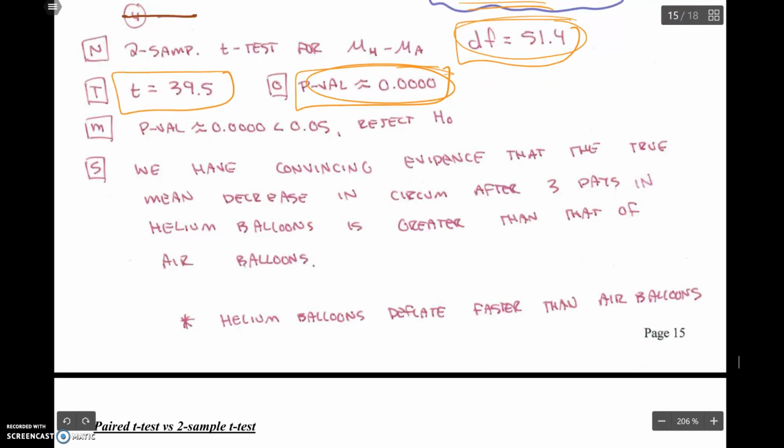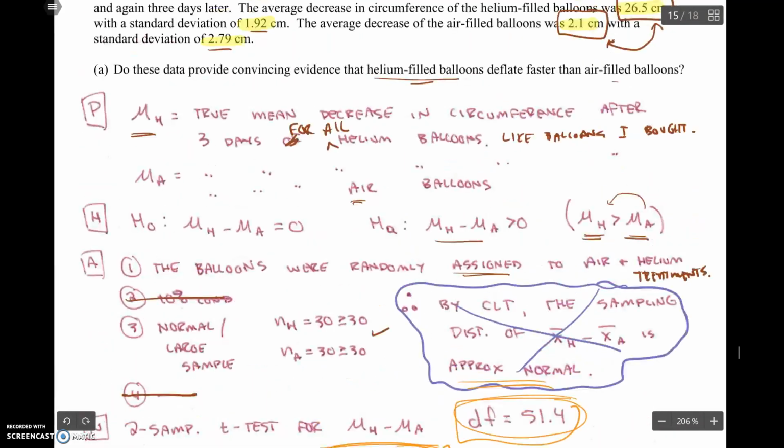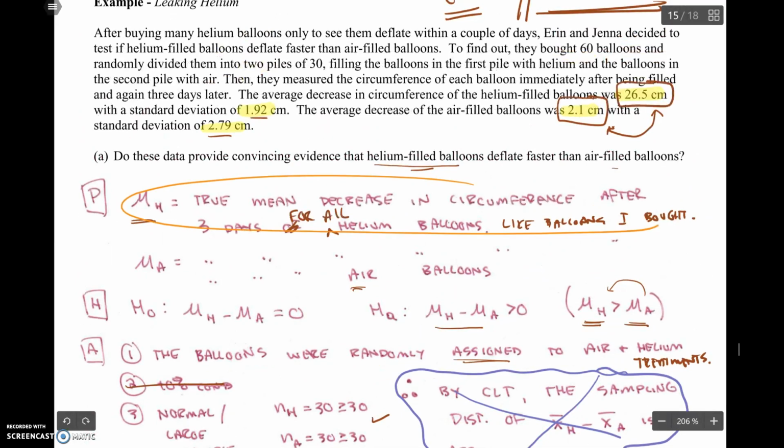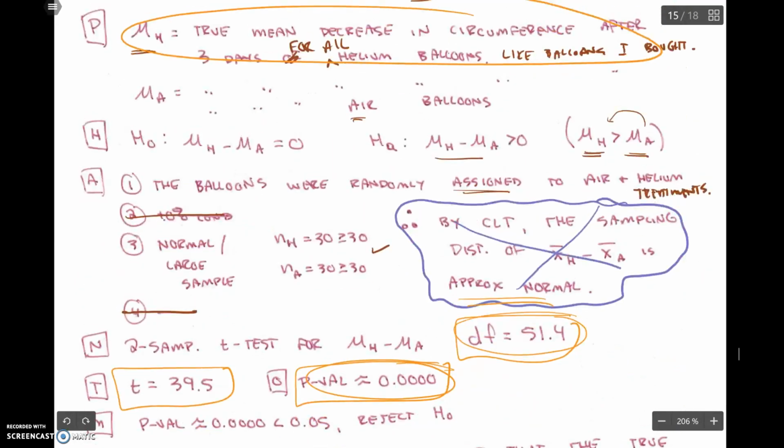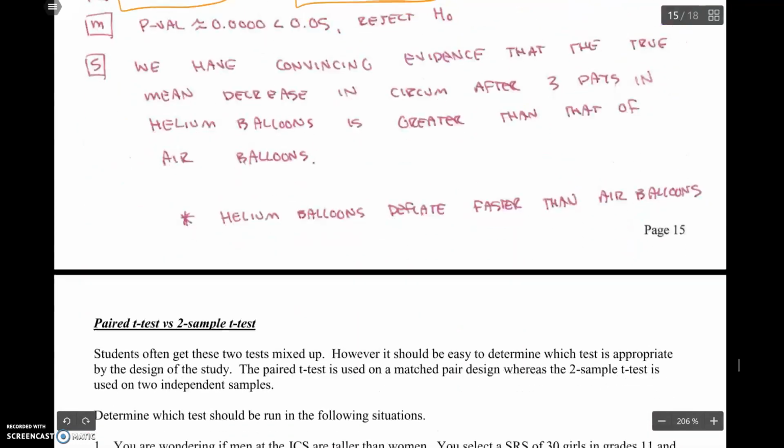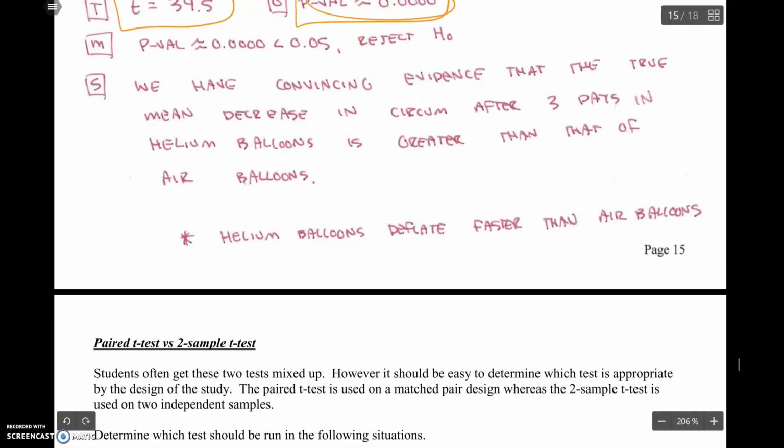P-value is less than 0.05, reject the Ho. We have convincing evidence that the, copy this down, is greater than, copy that down, that the true mean decrease in circumference after 3 days in helium balloons is greater than that of air balloons. So I used that to kind of save me some writing.